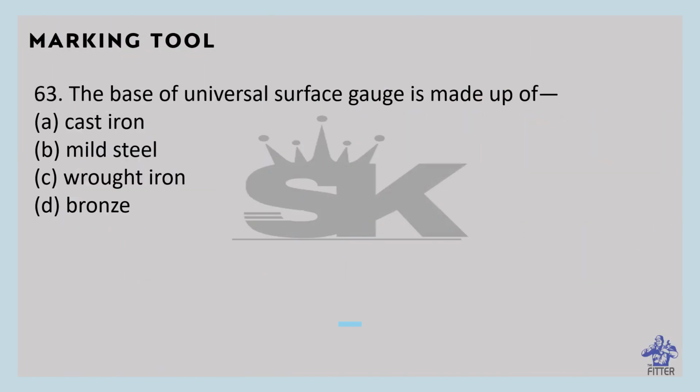The base of a universal surface gauge is made of cast iron. In a universal surface gauge, or universal scribing block, the pillar is not fixed at the base. The lock nut is used for adjusting the scriber. The universal surface gauge does finer marking as compared to the fixed scribing block or fixed surface gauge.